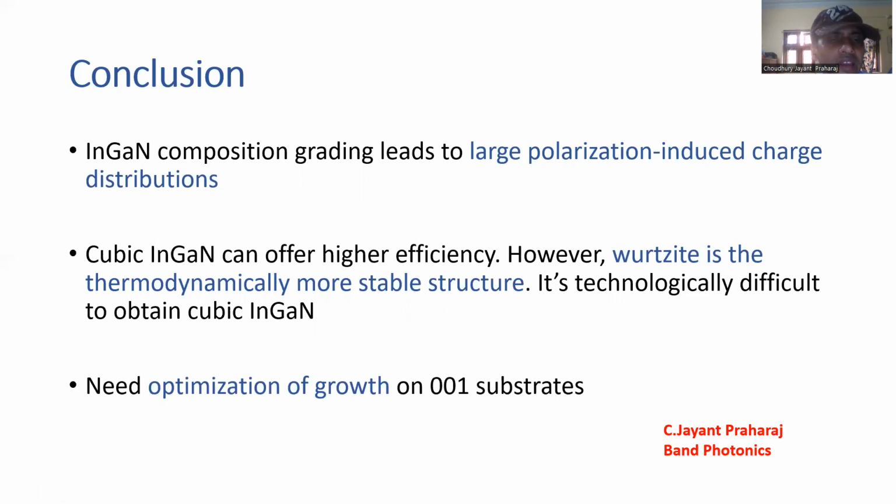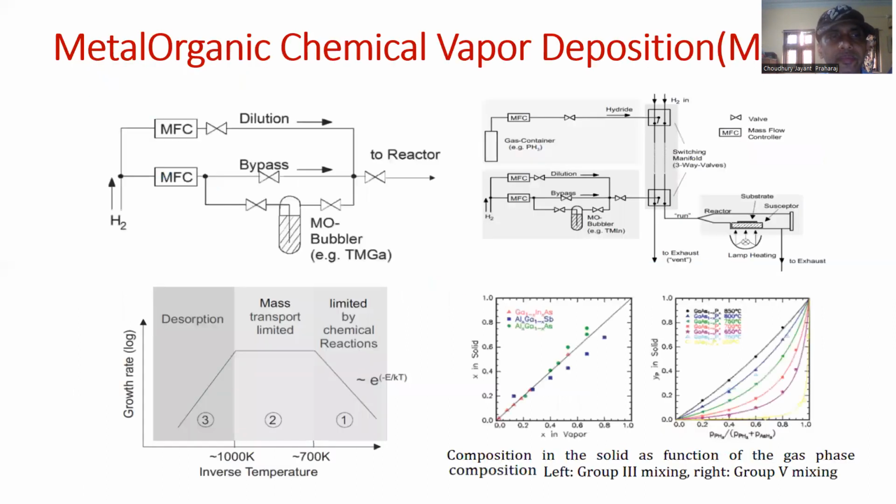However, the wurtzite structure typically grows on the 0001 substrate, while the cubic gallium nitride tends to grow on the 001 substrate. So we need optimization of growth on the 001 substrate to get good cubic materials and to get all the device optimizations that we can think of using cubic instead of wurtzite. However, we need to consider both and get a good balance between the device performance and the growth and fabrication requirements.